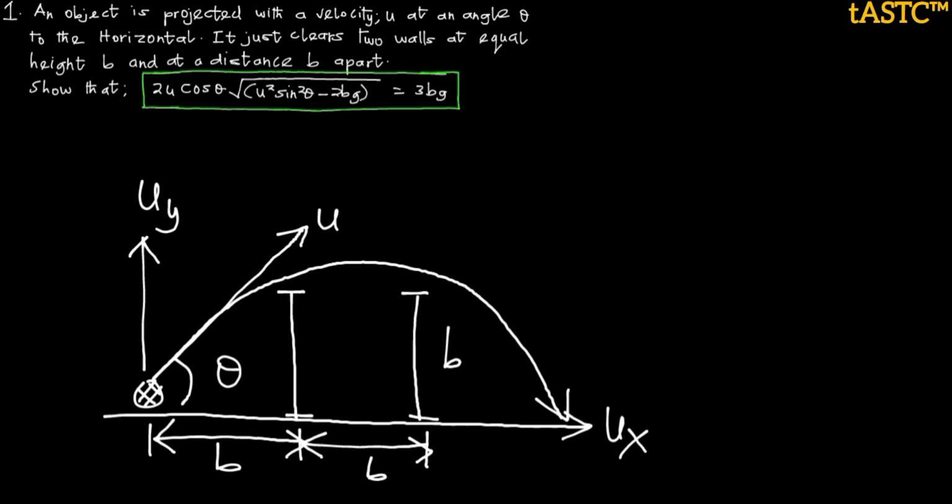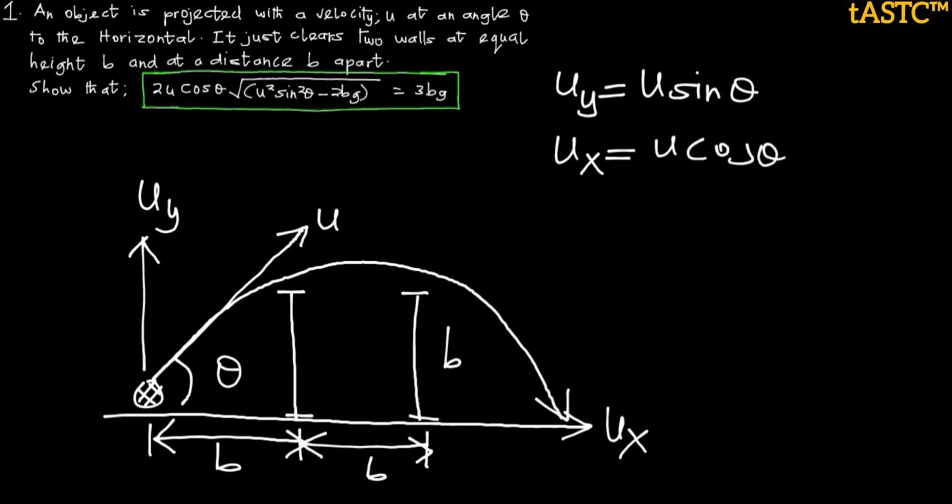Now from here we know that uy must be equal to u sine theta. Also we know that ux should be equal to u cos theta. From the resolution of vectors into their components, we should be able to tell that. So you just need to hold these at the back. Now the next thing I'm going to do is work with this equation or formula which was given to us.